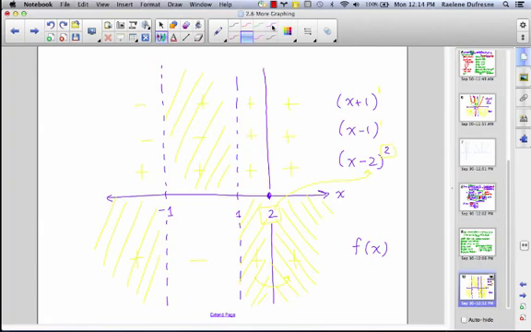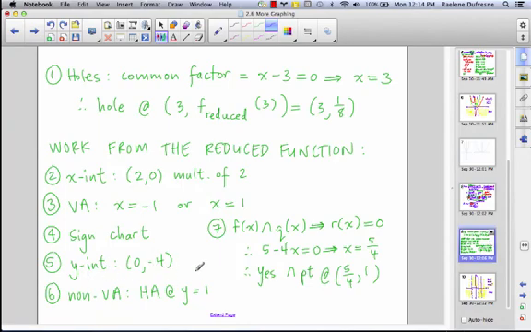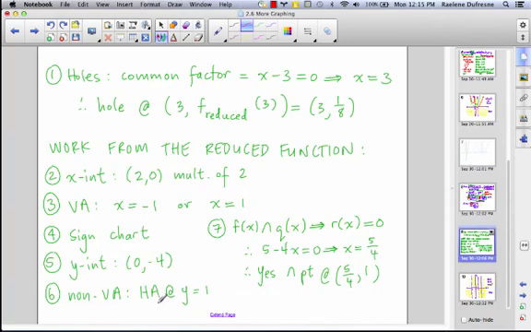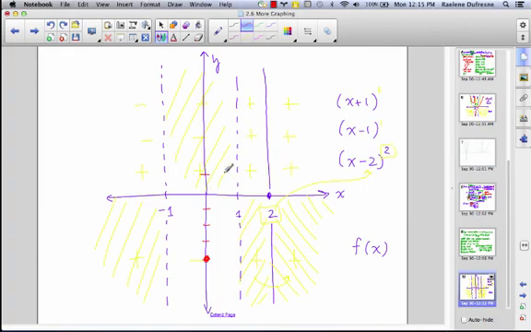Now we're ready to put in the y-axis. I make it a little bit longer and I label it with a y. And we can also put in the y-intercept at 0, -4. Hopefully this confirms our sign chart, and it does. If we had made a mistake, we would have to go back and try refactoring and filling in all of the rows of the sign chart more carefully. We have a non-vertical asymptote, which is a horizontal asymptote at y equal to 1. And so we add that to our graph.